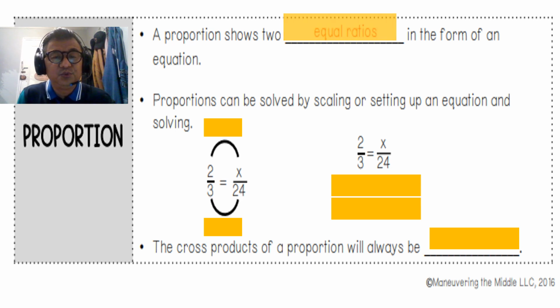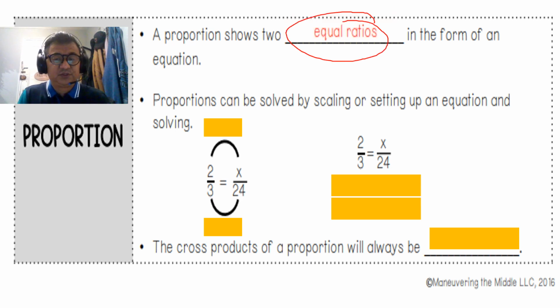Now, let's summarize. Proportion shows two equal ratios in the form of an equation. So remember, you should see the equal sign. Okay, like here, you see an equal sign here. You see another equal sign there.